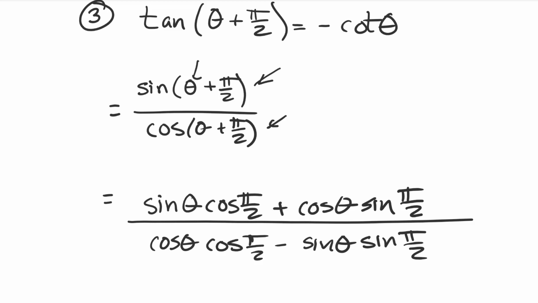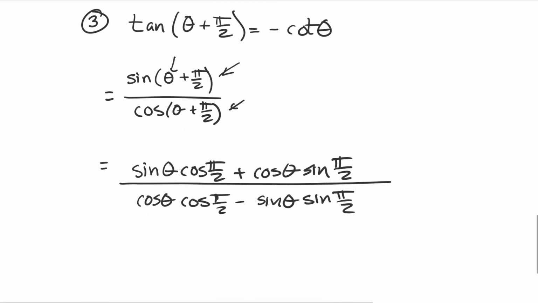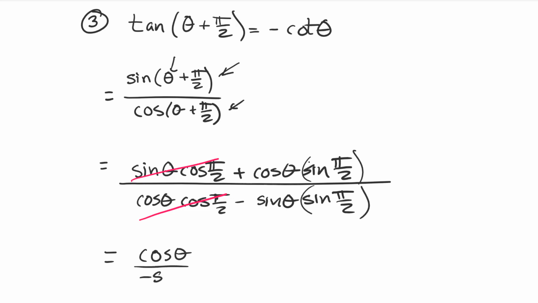And now just evaluate it, just like we've done before. Knowing that any cosine of an odd multiple of pi over 2 is just going to go away. Cosine of pi over 2 equals 0. Sine of pi over 2 equals 1. So we're left with cosine of theta over negative sine of theta, which of course equals negative cotangent of theta.